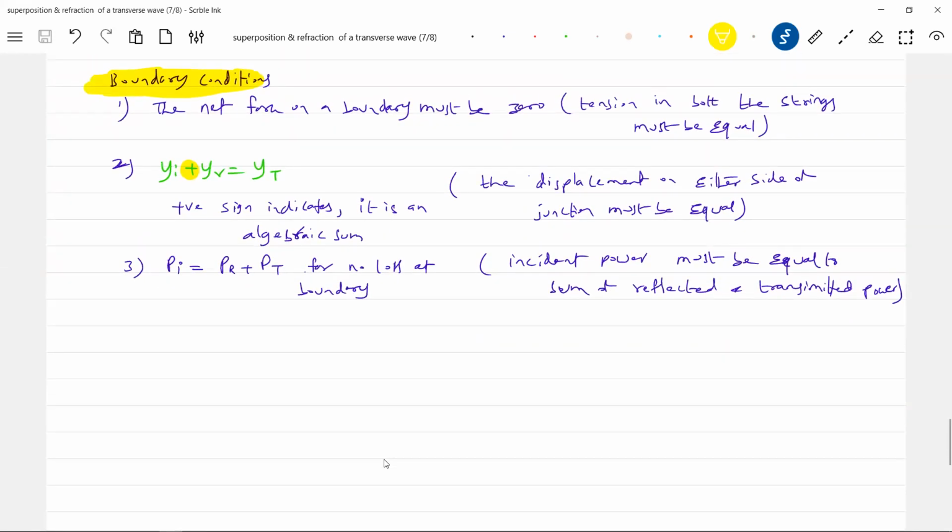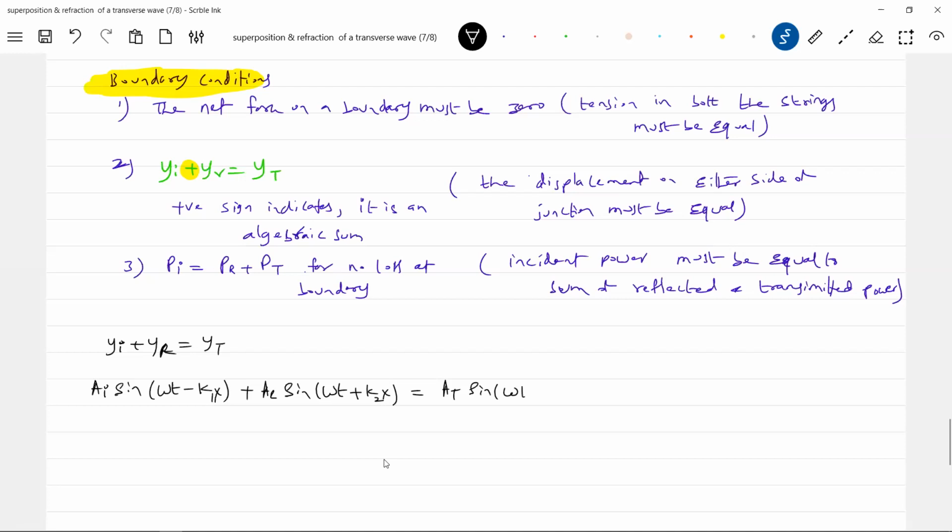Okay, let me write it, the second one. So as this is given, what is the wave equation? AI sine omega t minus kx. The reflected one, AR, K1, you write it. What is the transmitted pulse? AT sine, try to see this K1, K2. Why K1, K2? Anybody?